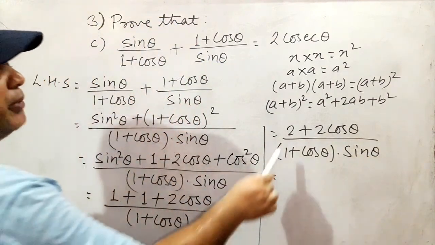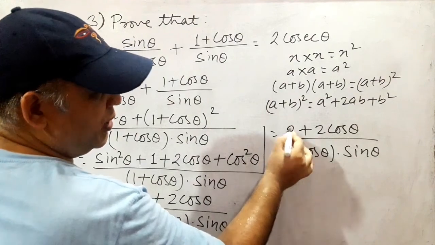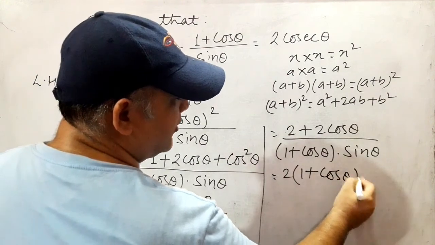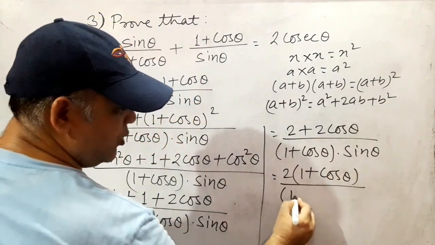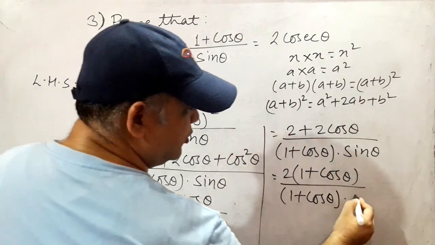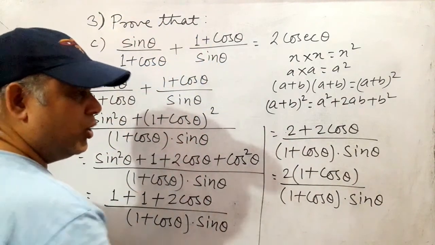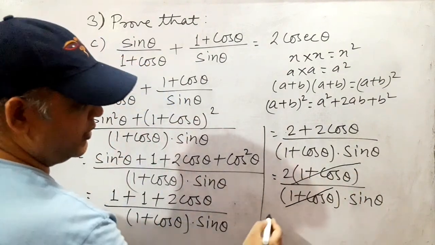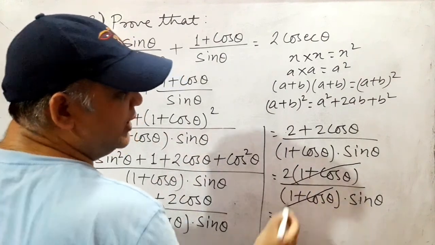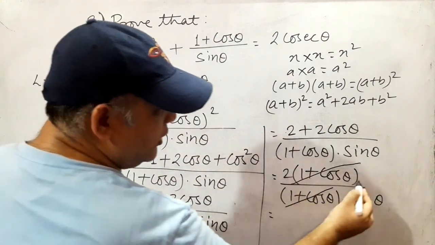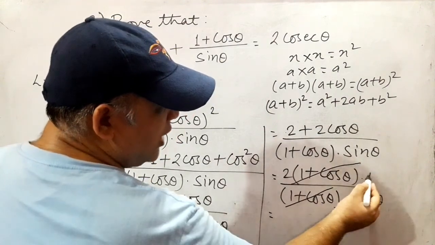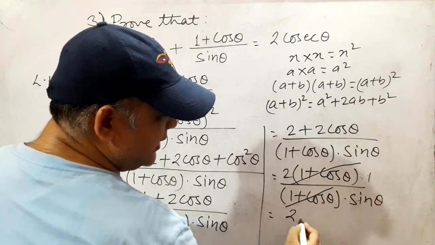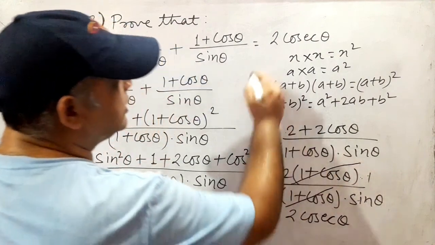We can take the common between these two terms. So 2 is the common between these two terms. 2 common, (1 plus cos theta) by (1 plus cos theta) into sin theta. We can cancel this 1 plus cos theta in the numerator and 1 plus cos theta in the denominator. So it's 2 by sin theta, which is 2 into 1 by sin theta. So 1 by sin theta is cosec theta, which is our right hand side.